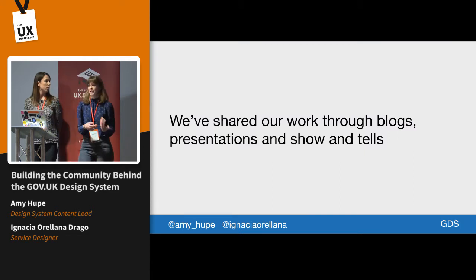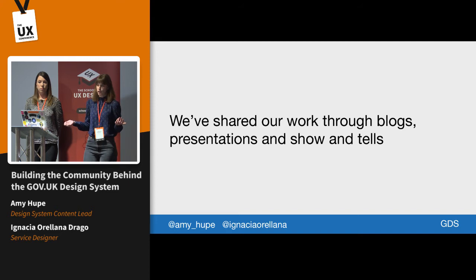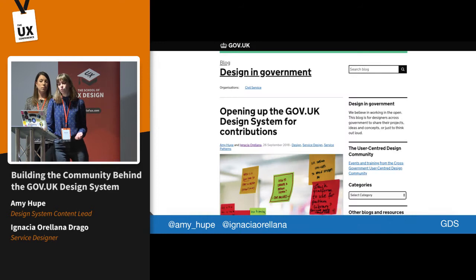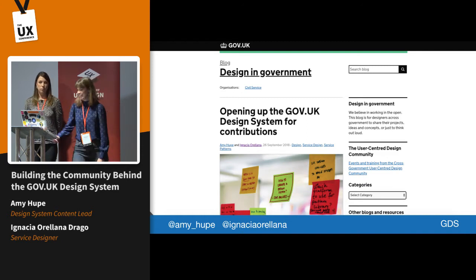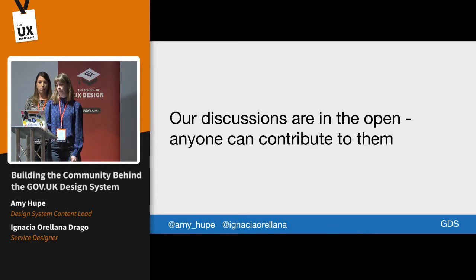So one of the things we did is that we started to create a culture of open communication. So we've written blog posts, presentations like this, given show and tells, to share about the work that we're doing and the things that we've learned along the way. So anyone can go and have a look at what we've been doing and what we're learning. And this is an example of a blog post Amy and I wrote about opening the design system for contribution. So all of that should be online, available for anyone to look at.